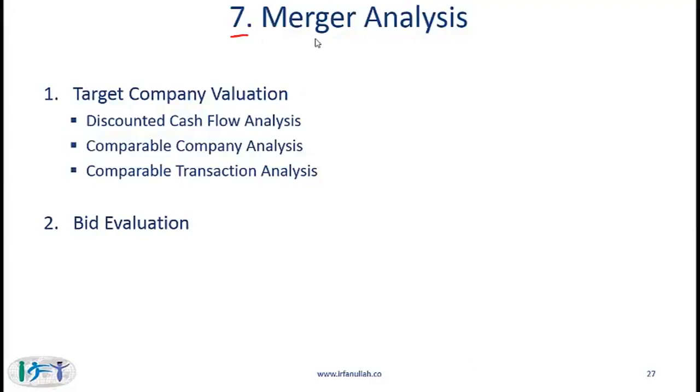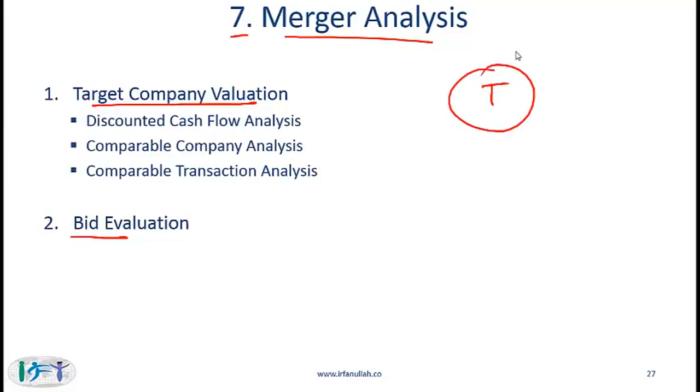We'll now cover Section 7, Merger Analysis, and Section 7 has two subsections, Target Company Valuation and Bid Evaluation. As this name implies, the point here is to figure out how much the target is worth. And we will use three methods, where at least the first method should be quite familiar and the other two methods should be relatively familiar.